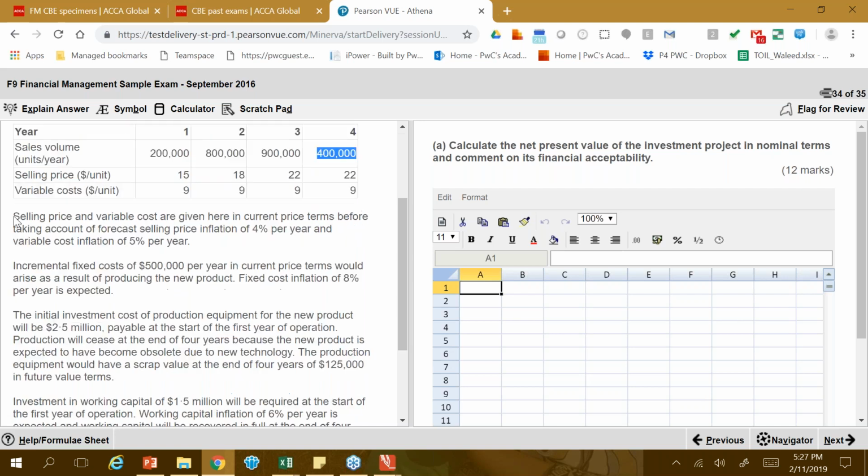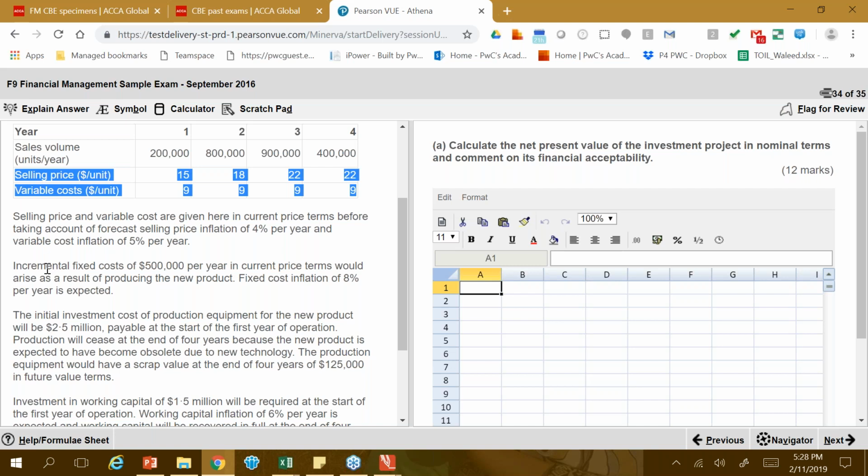Then some really important information here. It says that selling price and the variable cost are given here in current price terms before taking account of forecast selling price inflation of 4% and variable cost inflation of 5% per year. So all these costs and selling price are given in current price terms, which means that the inflation has not been incorporated in them. And then the examining team is asking us to put the inflation of 4% on the selling price and inflation of 5% on the variable cost. And we will do that because the requirement is asking us for NPV in nominal terms. And nominal cash flows are the ones which include the inflation.